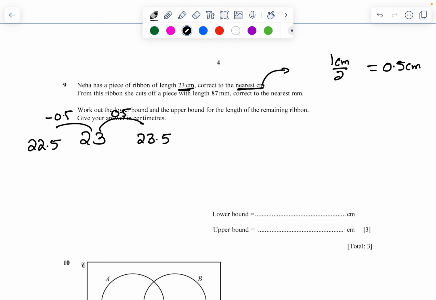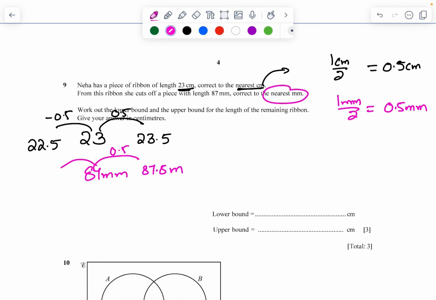From this ribbon, she cuts a piece of length 87 millimeters, correct to the nearest millimeter. 1 millimeter divided by 2 is 0.5 millimeters. Add 0.5, 87.5. Subtract 0.5, 86.5. But convert everything into centimeters. So this will become 8.75.